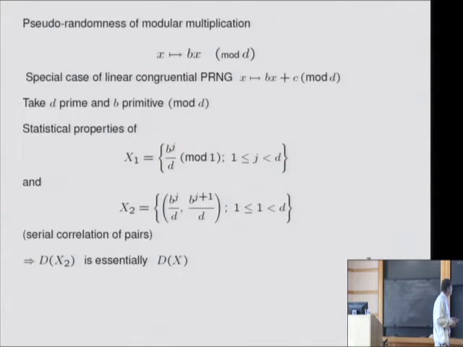Now, the other thing is the linear congruential pseudo-random number generator in the homogeneous form. The general form is that you do modular arithmetic mod D. You multiply by B, so you go from X to BX plus C, say. In the present case, C is set to 0. These are sequences which are extremely easy to calculate with very little memory. They are not very good if you want to do numerical integration, for instance.